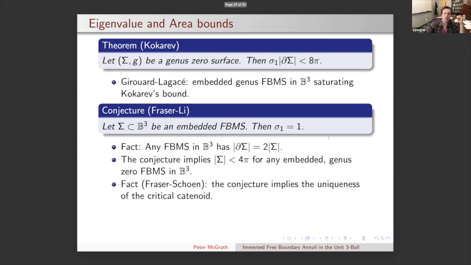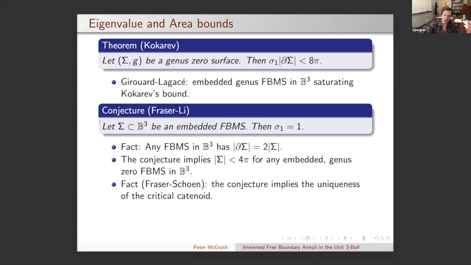For example, another consequence of this conjecture, if you believe the conjecture to be true, is in fact the uniqueness of the critical catenoid. So if you knew that this conjecture were true, you would know that the conjecture about the uniqueness of the critical catenoid in the embedded case I mentioned before, that would also be true.